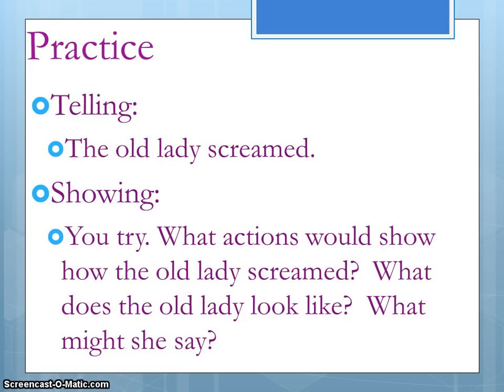Remember, if you describe the screaming, you won't even have to say the word scream. So try and use other words and other ways to show that she screamed, instead of just announcing to us that she screamed. When you finish writing your brainstorm list, this time do the same thing. Write a small paragraph that describes this process of the old lady screaming. Remember to show instead of tell.